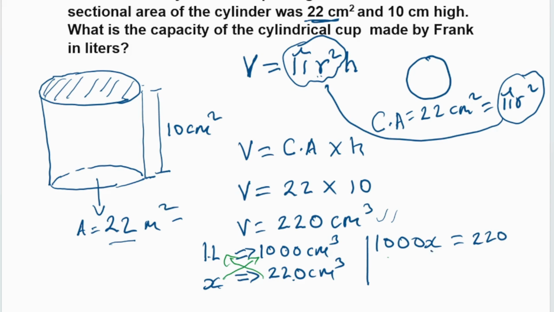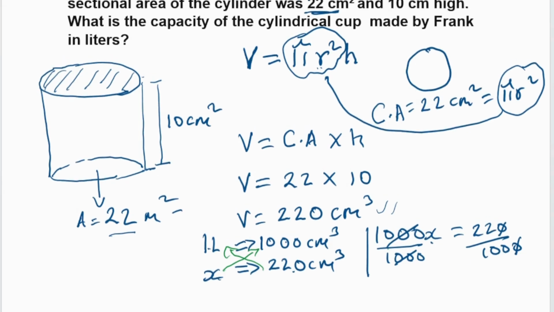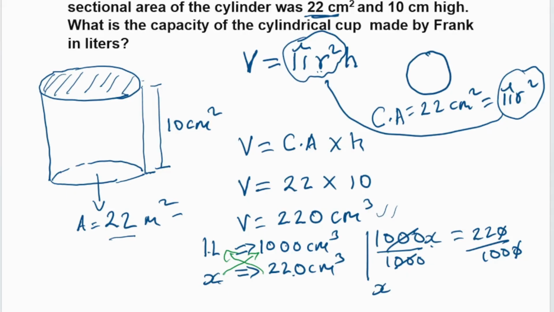Therefore we need to find x. We divide by 1000 on this side, and we divide by 1000 on this side. What we do on this side, we do on the other side, so this cancels out with this, and x will be equal to 220 over 1000, which is 0.22 liters. So this is the answer, the capacity of this cylindrical cup in liters.